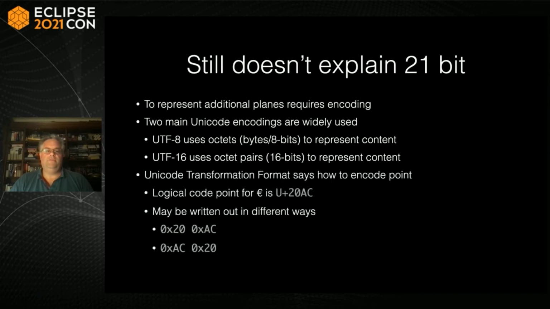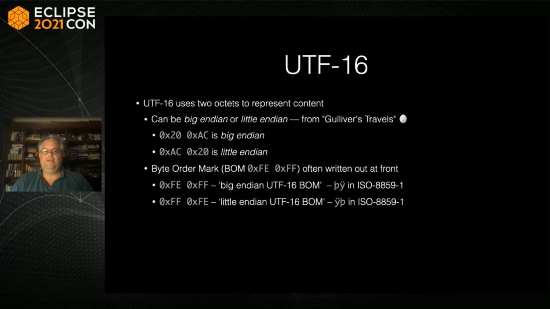And the Unicode transformation format says how to encode a code point. So while the logical code for the euro symbol is 20AC, that can be spat out in two different ways. You can either write out the low part first or the high part afterwards. And that's because UTF-16 can either be big endian or little endian, which is a term that comes from Gulliver's Travels when people are talking about which side of a boiled egg to start eating.